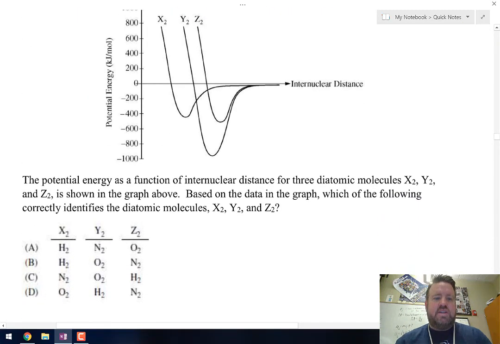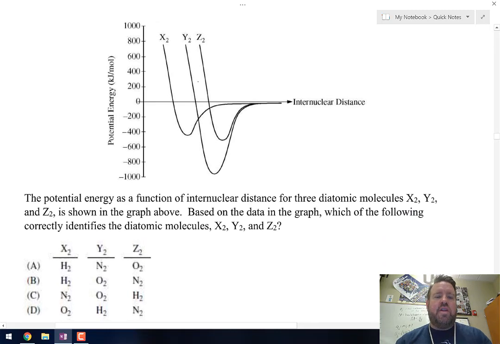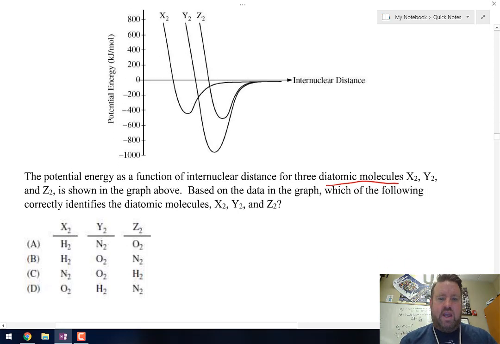So here's an example of this where we've got three different elements, diatomic molecules, it says. We've got X2, Y2, and Z2. Now it says, based on the data in the graph, which of the following correctly identifies the diatomic molecules X2, Y2, and Z2? So X2, as we can see, is not only a weaker bond, but also a shorter bond. So internuclear distance-wise, this one's much shorter than the other two.